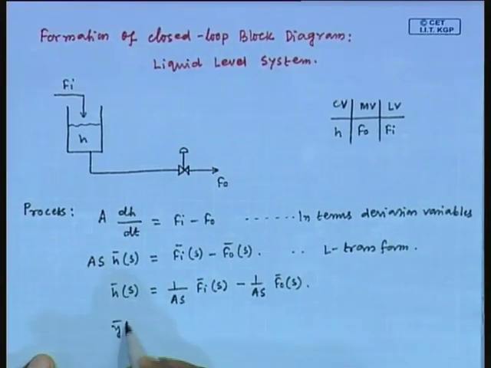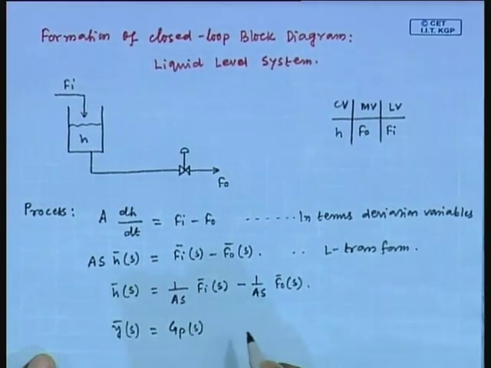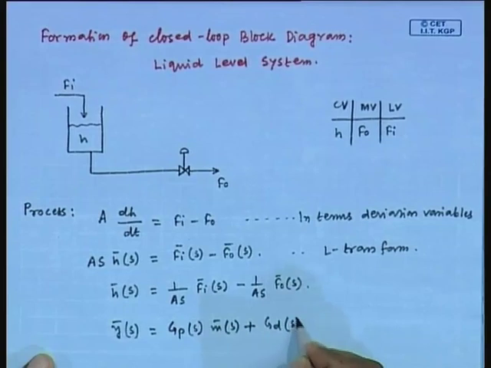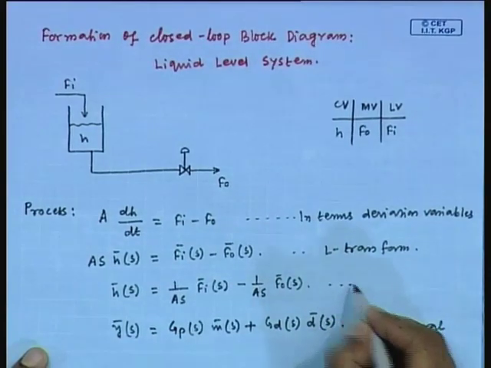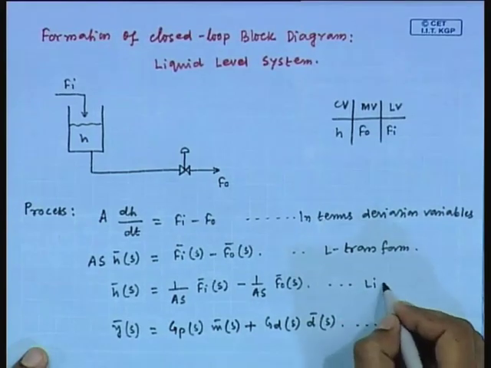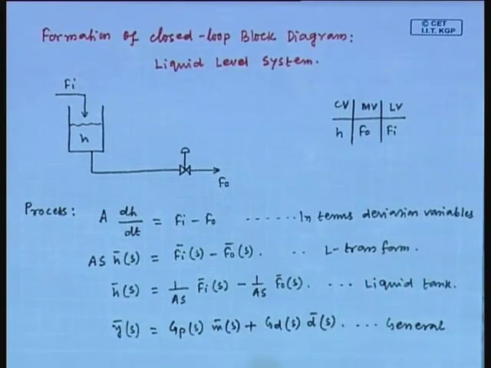Now, what is the general form? See, general form is y bar s equals G p s m bar s plus G d s d bar s. This is the general form, and this is for the liquid tank system. Comparing these last two equations, we can easily get the transfer function Gp and Gd.